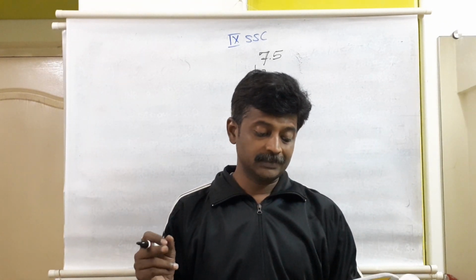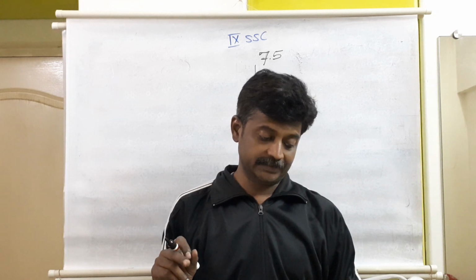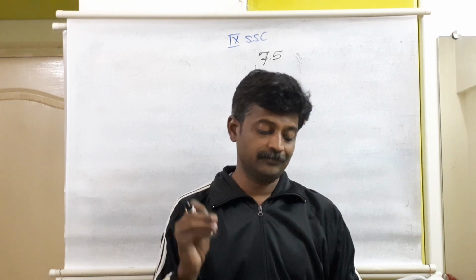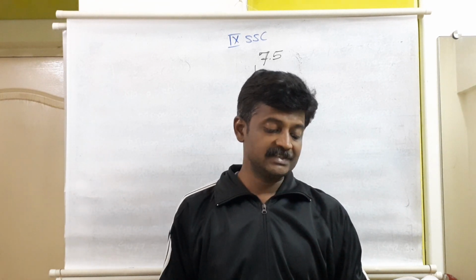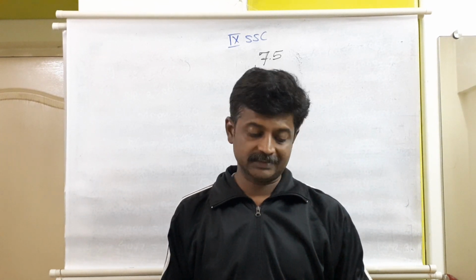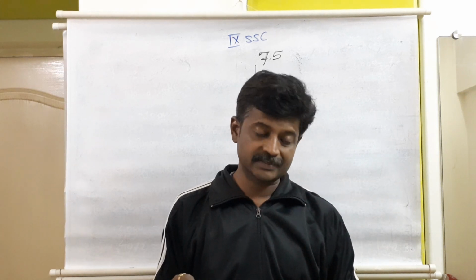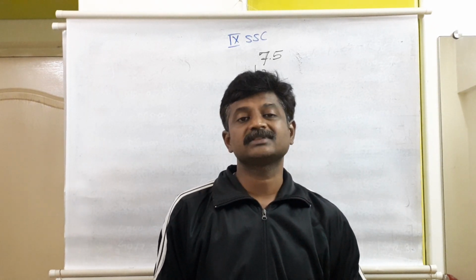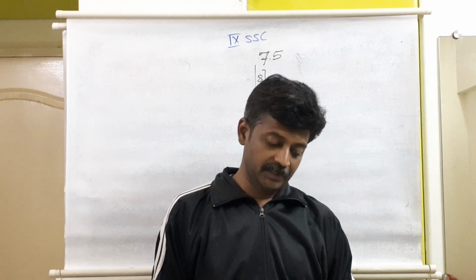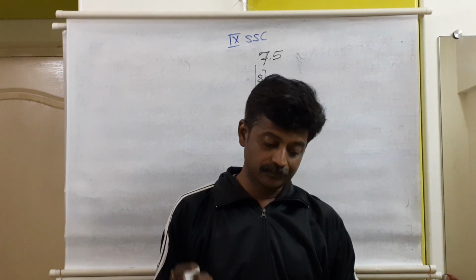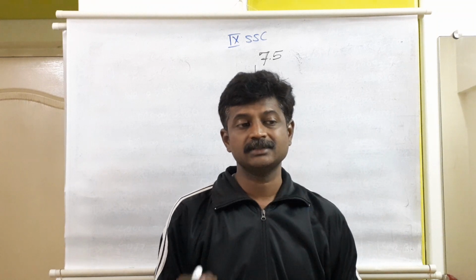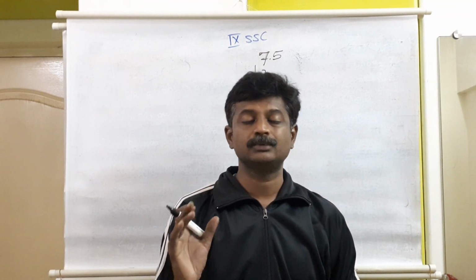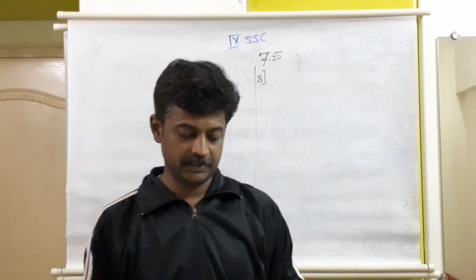Here some observations are in the form of x. Median is given and we have to find the value of x. Let us see how many observations are here. 10, which is even. If the number of observations is even, to find the median we have to take the average of two observations. Which two observations? The n upon 2 position observation and the (n plus 2) upon 2 position observation.